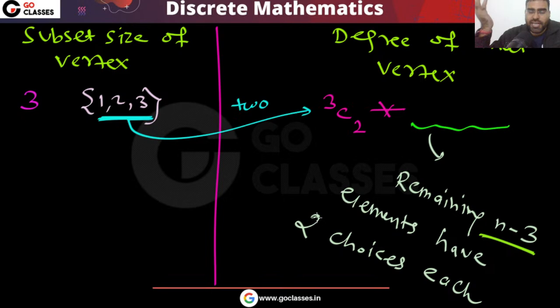Like in the Go Classes test series, did you give Go Classes All India mock test 1? Did you attempt that? In that, you have some new questions, right? Yes or no? Those questions you have never seen. So remember one thing. When you do the complete analysis of 1000 questions, then automatically what will happen? The probability will increase that you will be able to solve the new question that comes in the GATE exam.